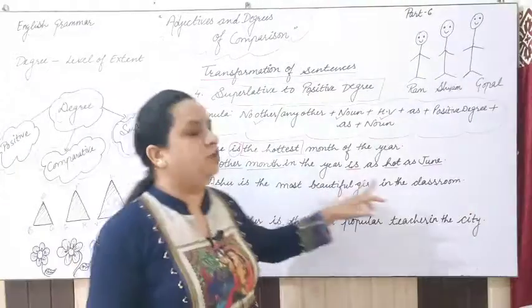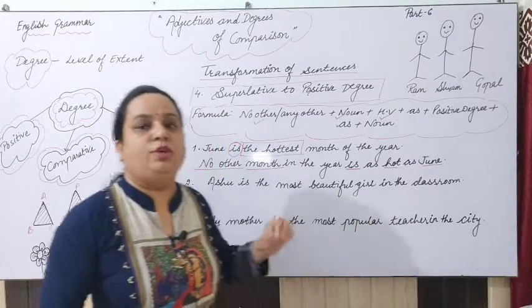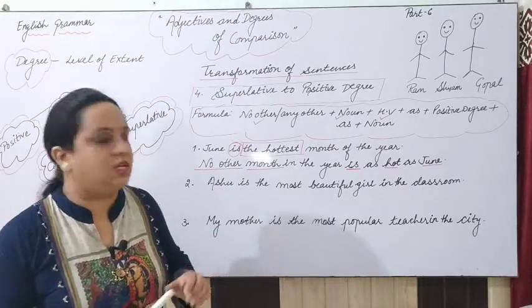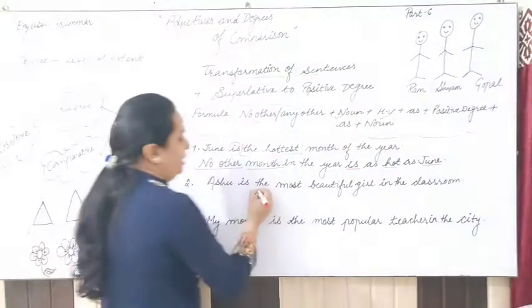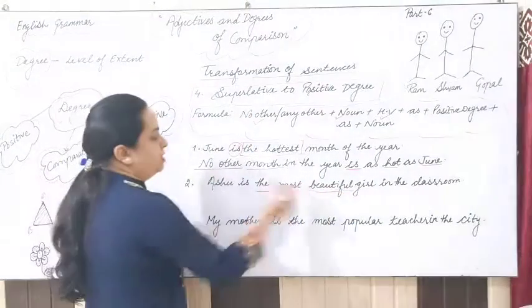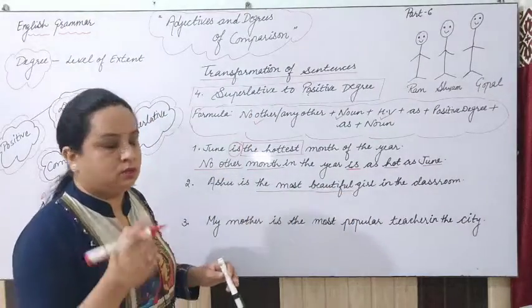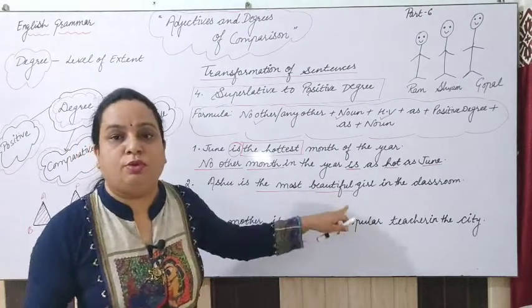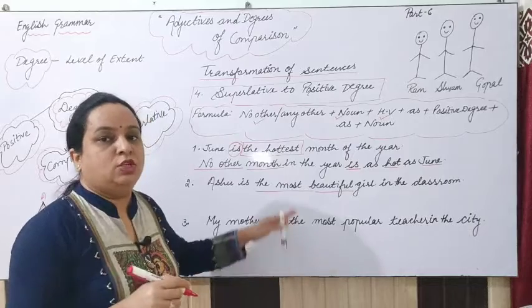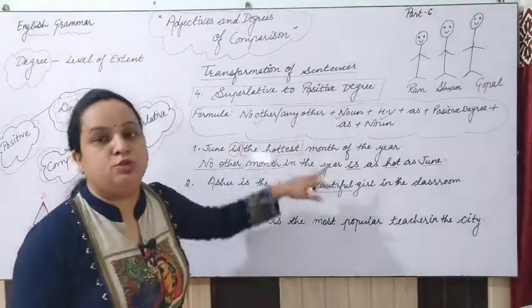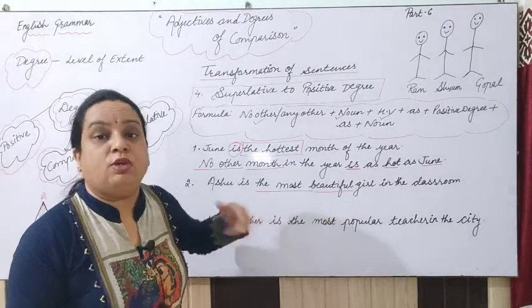The next question is given to you: Ashu is the most beautiful girl in the class. Now I am asking you which degree is being used in this sentence. We can see with the help of the most beautiful: most is the superlative degree of beautiful. So this is the superlative degree, and the instruction is that you have to use the positive degree. What is the formula?